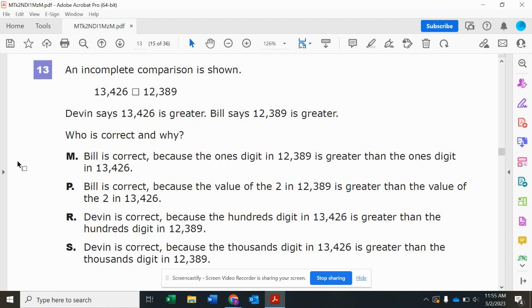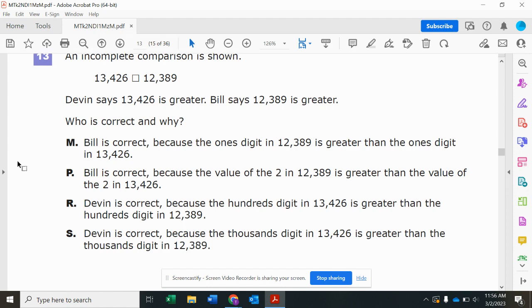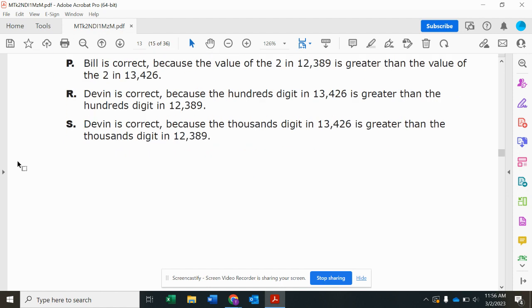13,426. R. Devin is correct because the hundreds digit in 13,426 is greater than the hundreds digit in 12,389. Or S. Devin is correct because the thousands digit in 13,426 is greater than the thousands digit in 12,389?